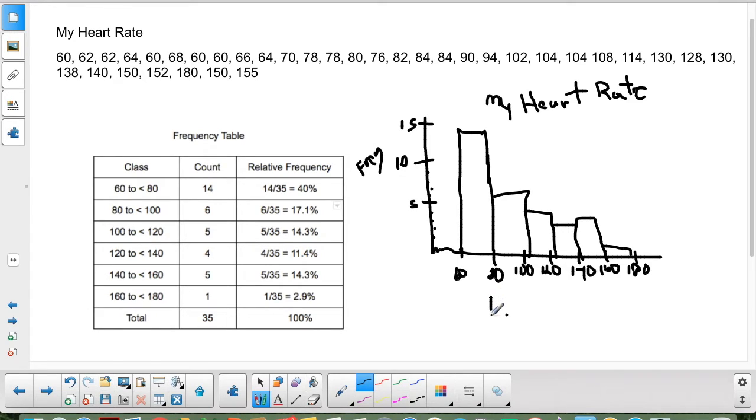Here's my heart rate. It's getting worse. It's all right. You have an idea. You understand what it's supposed to be. So this is a beautiful histogram. Well, it's a histogram, not necessarily a beautiful one. Last thing I'm going to show you for this section and for all of chapter 1 is how to do a lot of this on the calculator.